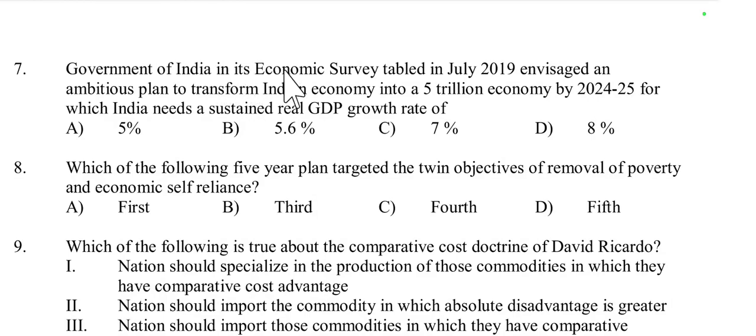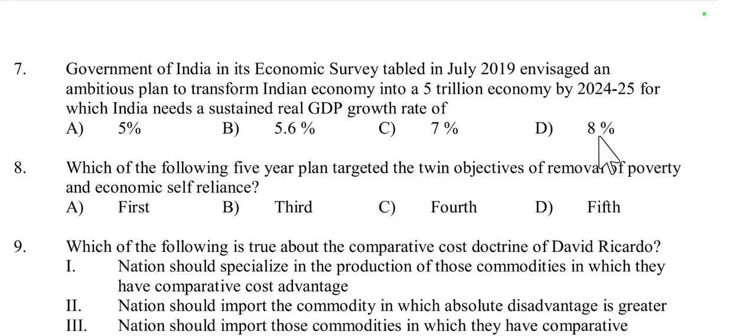Then question number 7. The Government of India in its Economic Survey tabled in July 2019 envisaged an ambitious plan to transform the Indian economy into a 5 trillion economy by 2024-25, for which India needs a sustained real GDP growth rate of dash. So to achieve a 5 trillion economy in 2024-25, India needs what percentage of GDP growth rate?